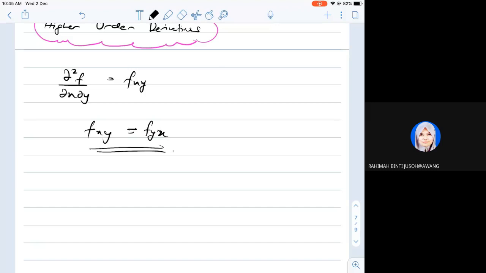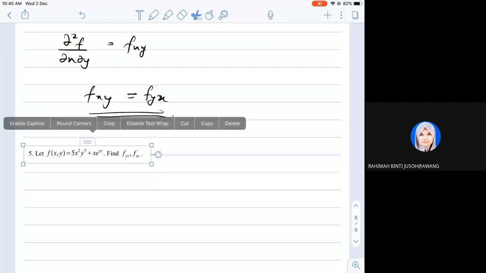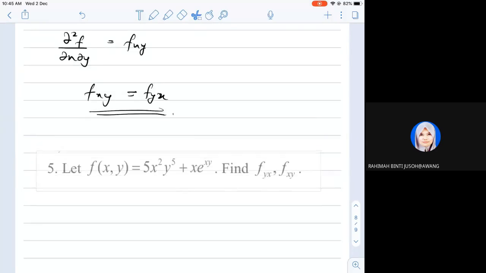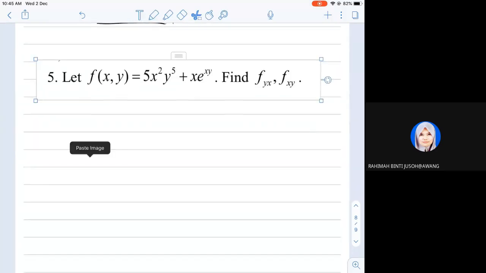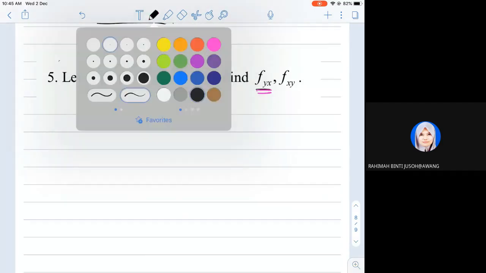So now let us proceed to the question number, which one was it? Question number 5. Okay, we have this. Let us do question number 5. Let us find fyx. We only find one, because the process is the same. Okay, fyx. So fyx, let's say solution.